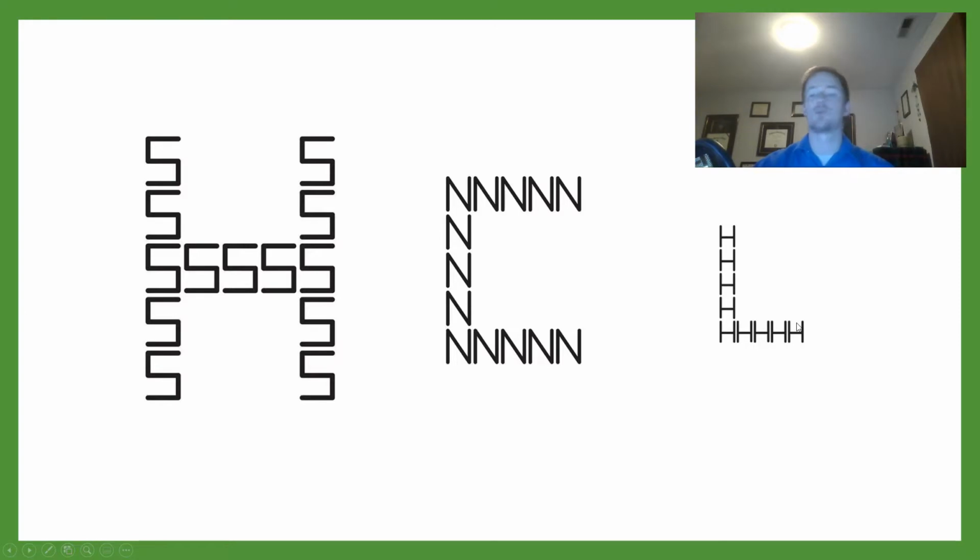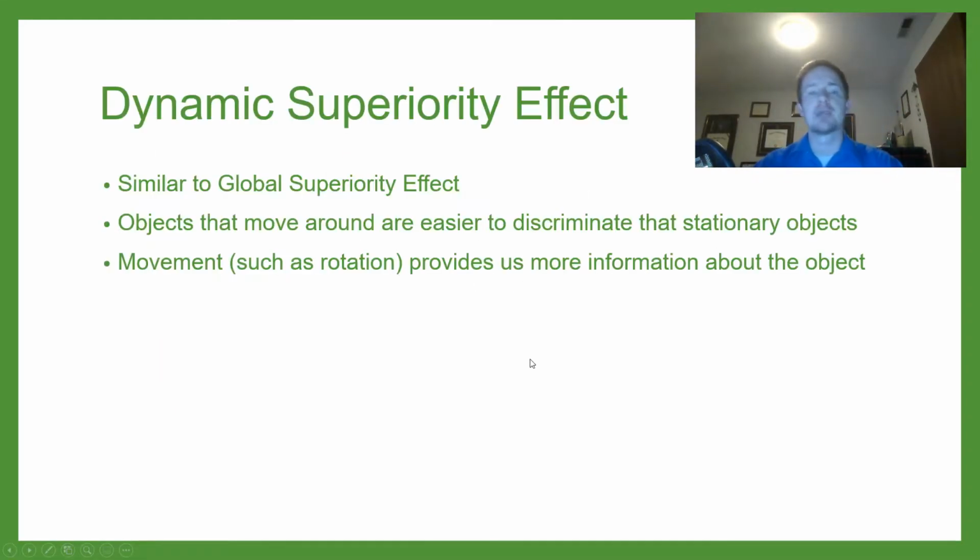If I were to ask you what each of these things are, almost everybody's going to say that this is an H, a C, and an L. This is an H made out of S's, a C made out of N's, and an L made out of H's. Because the first thing we are going to detect is the global features, and then we'll detect the local, smaller features after that. The dynamic superiority effect is very similar to this.